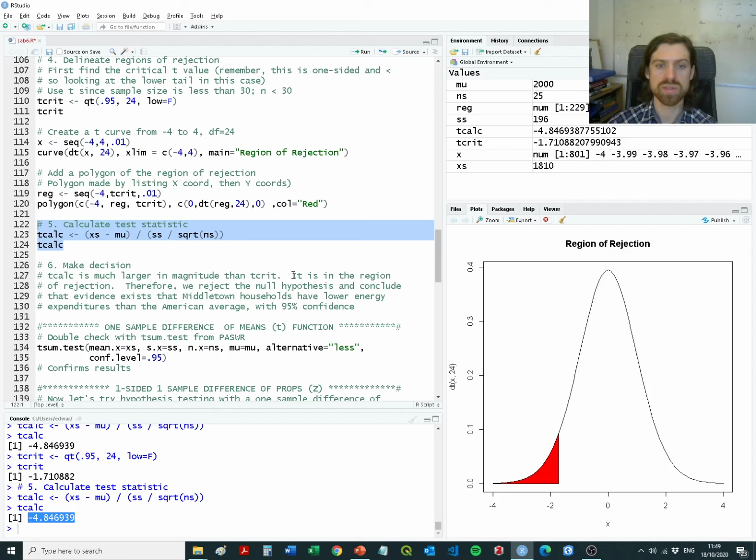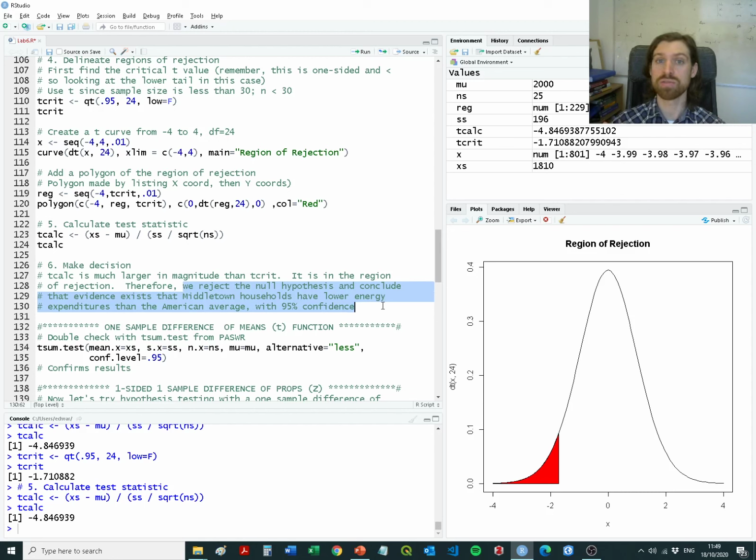So as a consequence, as we're in the zone of rejection, we reject the null hypothesis and conclude that evidence exists that Middletown households have lower energy expenditure than the American average at the 95% confidence level. So we state we are rejecting the null hypothesis, we state what that basically means, we're stating the alternative hypothesis, and then we state the confidence level at which we were able to make that statement. And that's really important, so make sure you follow that defined structure.